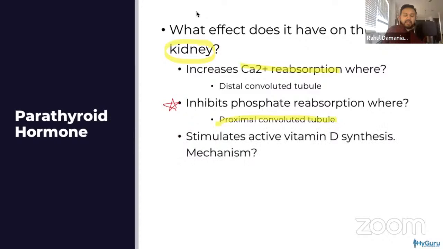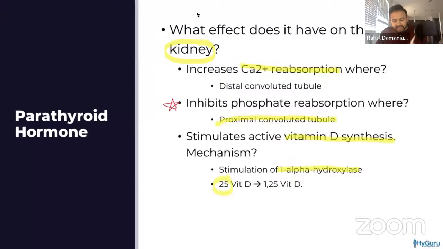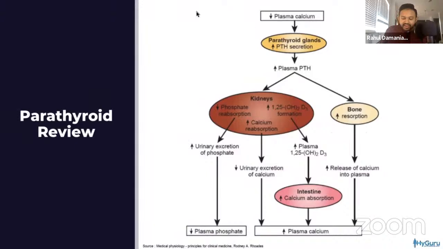Parathyroid hormone at the level of the kidney also stimulates vitamin D synthesis. And the mechanism here is that it increases 1-alpha hydroxylase, taking your storage 25 vitamin D and turning it into 1,25 vitamin D. So this is a summary figure that kind of recaps what we were talking about. We talked about PTH and how it affects the bone. We talked about PTH and how in the kidney, it is going to cause you to be more phosphaturic. It's going to increase calcium reabsorption, and it's going to activate 1,25 vitamin D.